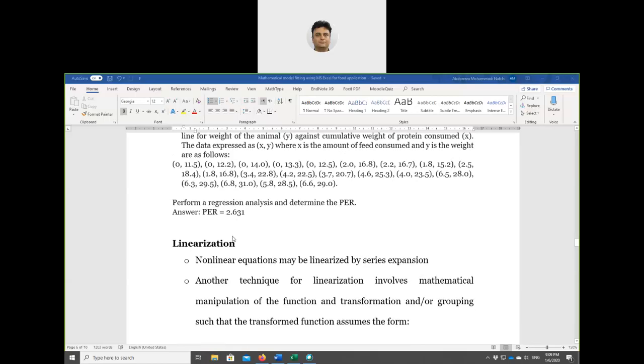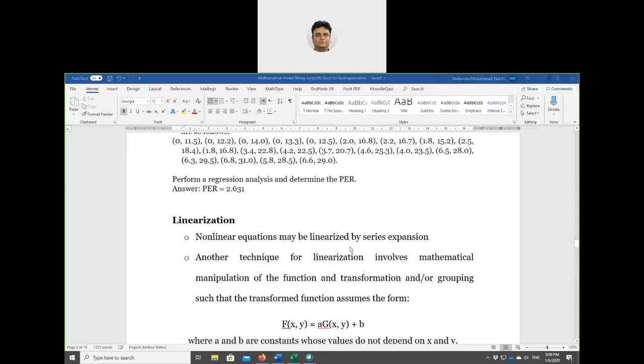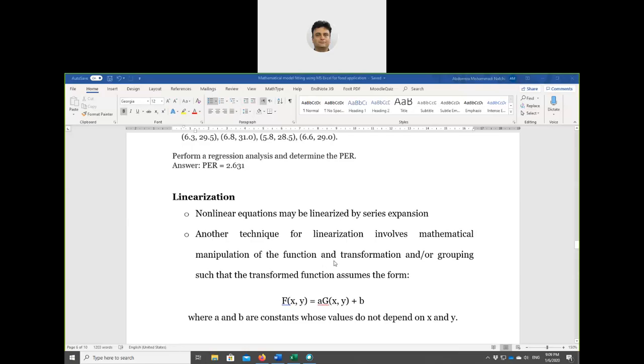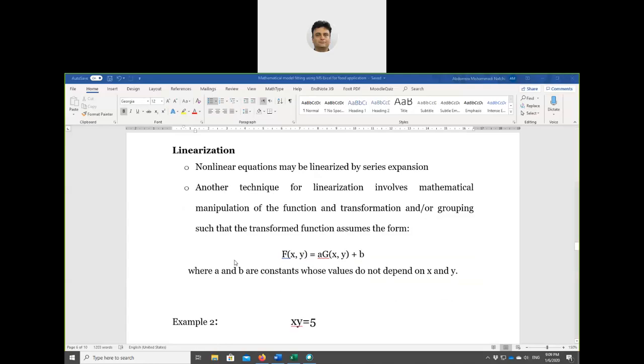The next method for curve fitting is linearization. Nonlinear equations may be linearized by series expansion. Another technique for linearization involves mathematical manipulation of the function and transformation. We'll show you how you can manipulate and how you can transform some of the nonlinear equations to be linear.